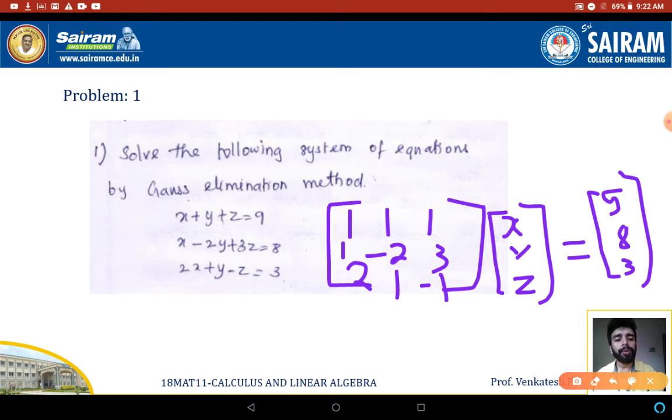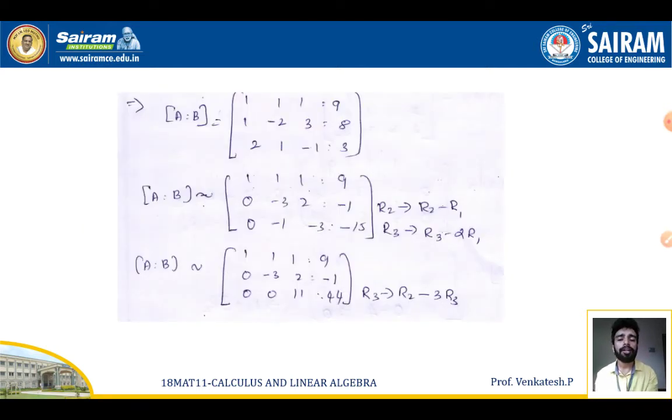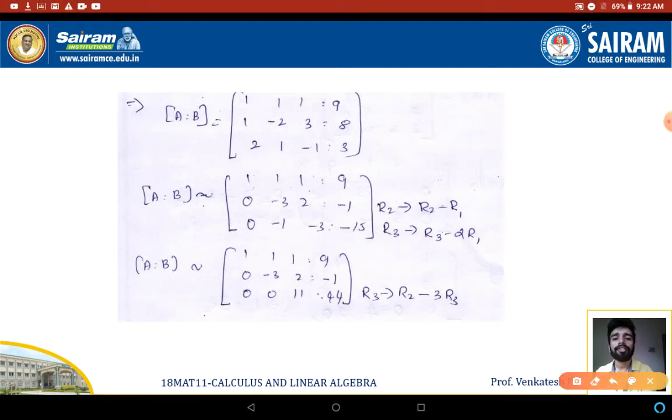So now what we can do, I am going to frame the augmented matrix. Let me frame the augmented matrix after getting the system of equations Ax = B. So now the augmented matrix will be 1, 1, 1, 9; 1, -2, 3, 8; 2, 1, -1, 3. Now let me take the first row as R1, R2, R3. So now I'm going to apply a series of row transformations.